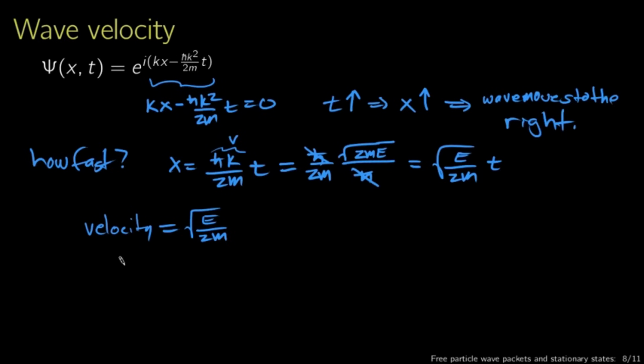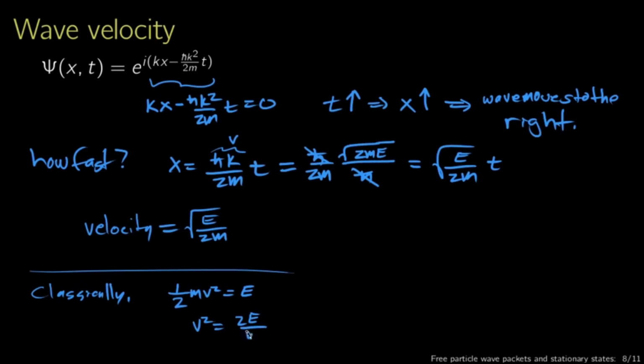Now, classically, we have a particle moving at some velocity and it has some energy. We know the relationship between those. It's the kinetic energy, 1/2 mv squared, gives me E. And if I solve this, I get v squared equals 2E over m, or v equals root 2E over m. These expressions are not equal to each other. That's a little strange. The velocity that we got from quantum mechanics, looking at how fast features on this wave function move, is not equal to the classical velocity.